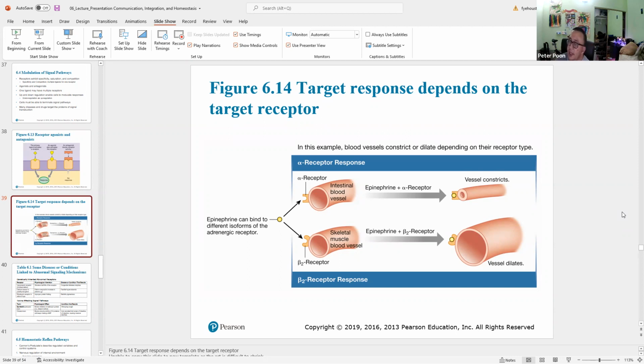Kidneys and intestines will have the alpha receptor on them, and the alpha receptor, in response to that epinephrine, will constrict. So no blood will go there. Epinephrine will bind to the beta 2 receptor on skeletal muscle, and the skeletal muscle will vasodilate, and therefore you get blood only going to the muscles.